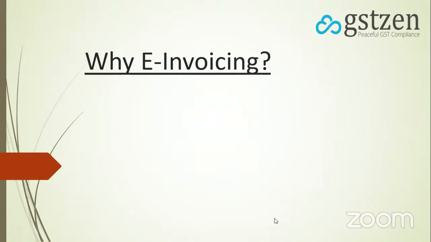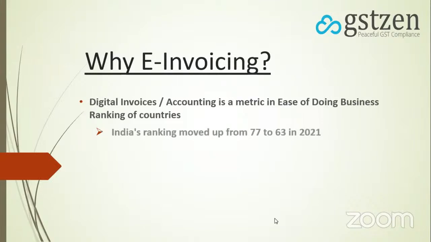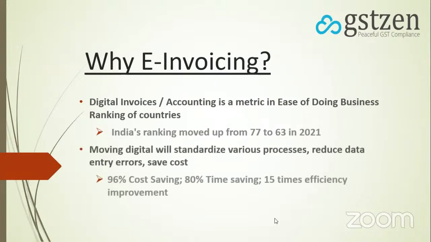Okay, now let's move on to e-invoicing. So why has the government introduced e-invoicing and what impact has it had on Indian economy? When you look at the matrix, ease of doing business, India's ranking has moved from 77 to 63 in 2021 ranking in the ease of doing business because of introduction of e-invoicing. It has been observed that it reduces 96% of cost, 80% of time saved, and it makes the process 15 times more efficient if you go with e-invoicing. It also enables better compliance by taxpayers and simplifies audit.